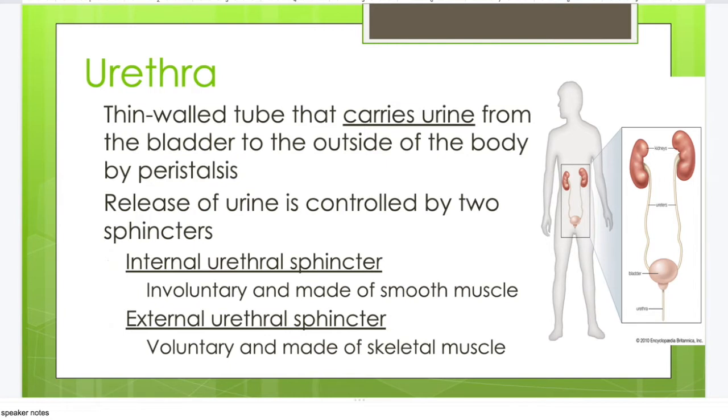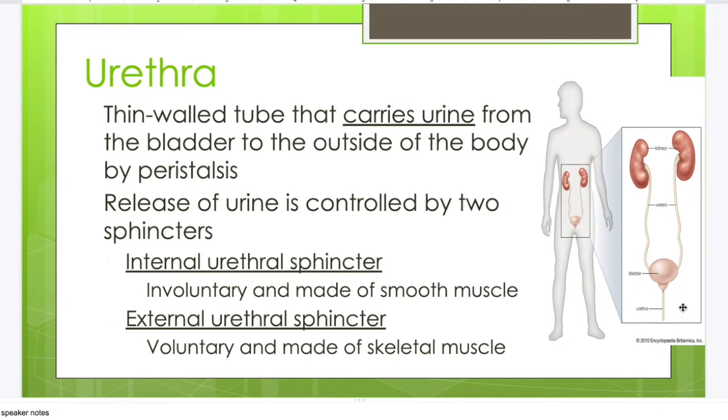For the urethra, that's another tube that we have. It's a thin-walled tube, and it carries urine from the bladder to the outside of the body. And again, it's going to be peristalsis that allows that urine to move through this tube, just like it moved through the ureters.